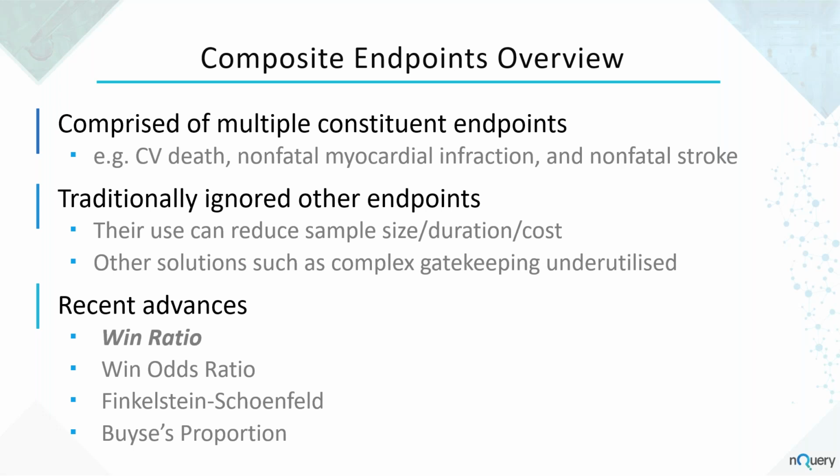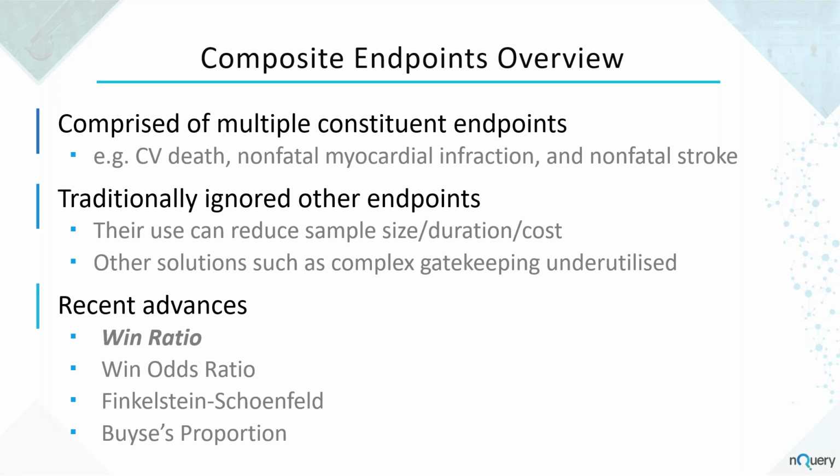The Boyce's, or Boyce's, forgive my pronunciation of that. The Boyce's proportion in favor of treatment is quite similar to the win ratio, and the win ratio itself, actually, I should mention, is just the ratio of wins to losses. However, with the Boyce's proportion in favor method, you're using the difference between the number of wins and the number of losses divided by the total number of comparisons. So that's its test statistic.